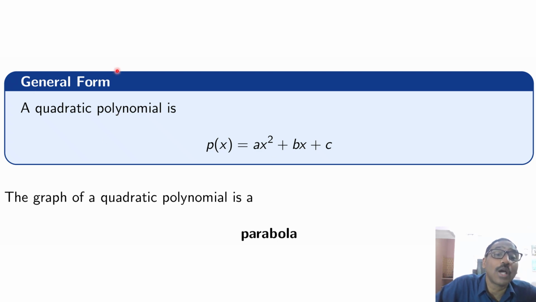So the general form of the quadratic polynomial. A quadratic polynomial is p of x equal to ax square plus bx plus c. This is the general form of the quadratic polynomial, which we already discussed. The graph of a quadratic polynomial is a parabola. The graph of a linear polynomial is always a straight line, but quadratic means the highest power of x is 2. So if the highest power of x is 2, then the graph of a quadratic polynomial is always a parabola. I will show that in the next slide.